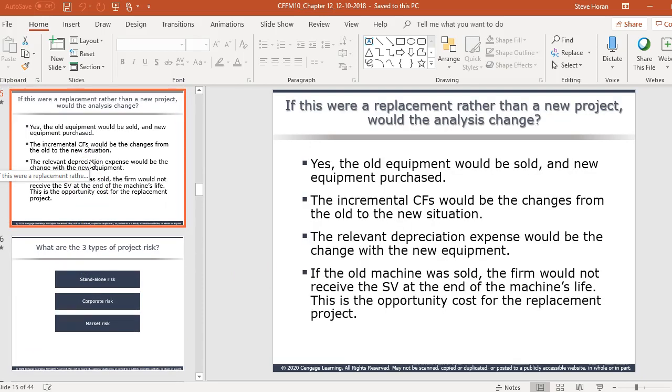Okay, so if this were a replacement rather than a new project, would the analysis change? Remember that they gave us an example of something brand new we've never done before. We're launching a new product line. We have an empty building. We're going to fill it up with equipment and sell a product. And so all the cash flows changed, right?